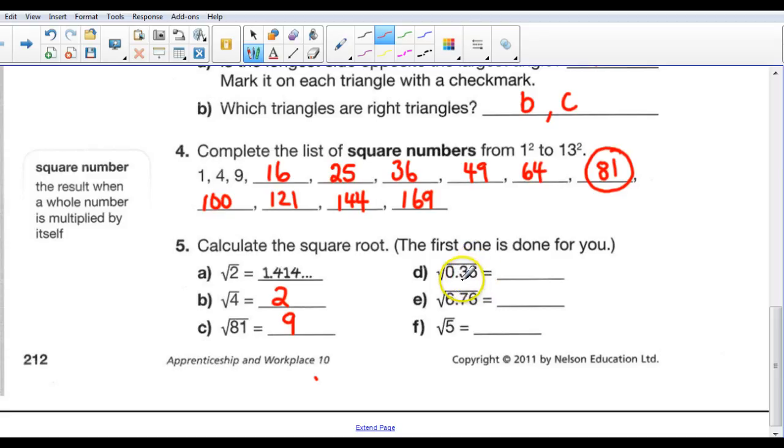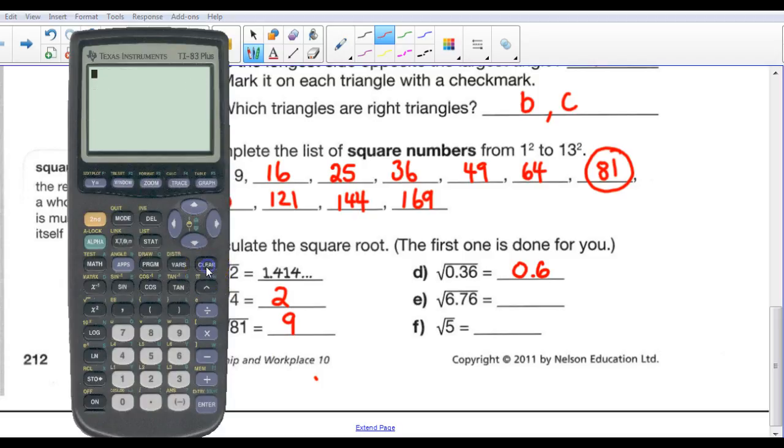0.36. Well, you notice that this 36 is the same as up here, just that the decimal point is in a different spot. Okay, so we can say the square root of 36 has a 6 in it, but it's going to be 0.6. Okay, because if I take the square root, hit the second function square root of decimal 36, I get the answer of 0.6.